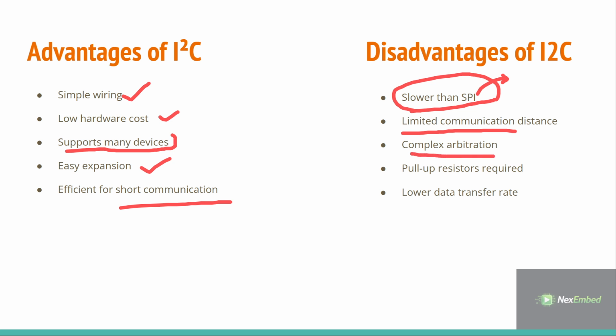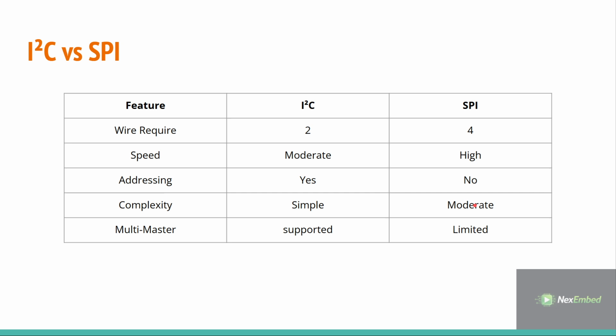If we go for complex arbitration, at that time I2C would fail. Pull-up resistors are always required in I2C communication. If the resistor is not pulled up, then the transaction won't happen. The data transfer rate is also low when compared to other peripheral communications.